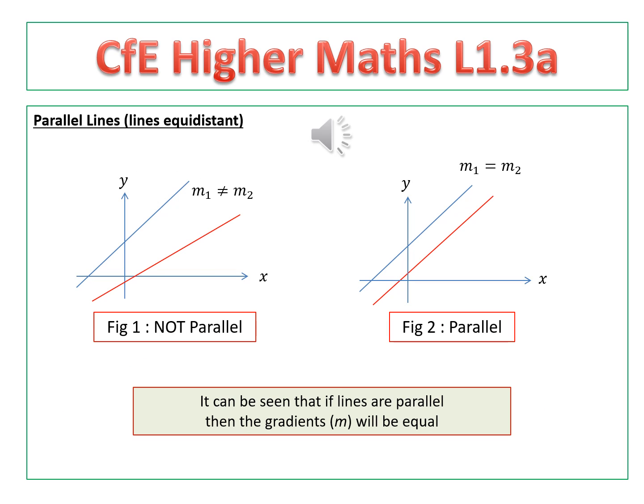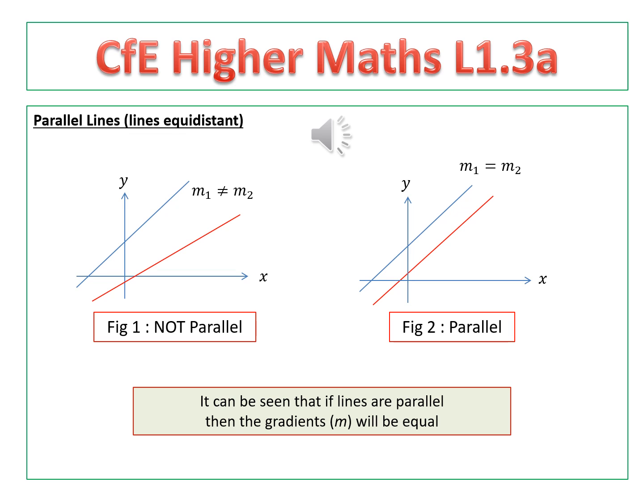Let us consider figure 1 and figure 2. In figure 1 we can see that we have 2 lines with different gradients. Therefore these lines are not parallel. In figure 2, where we have lines that are equidistant from each other, the 2 gradients will be the same.